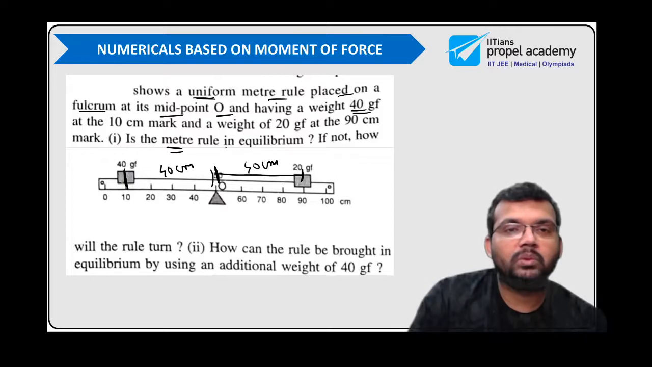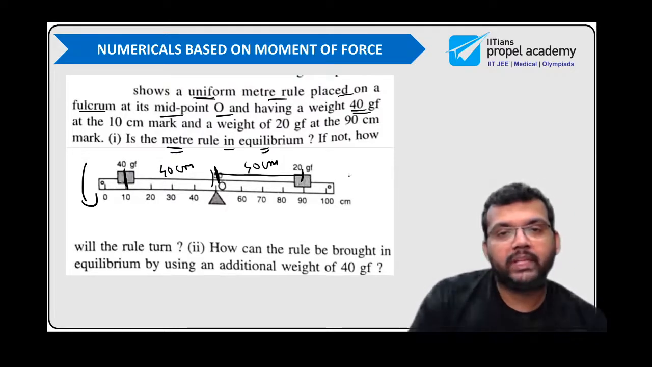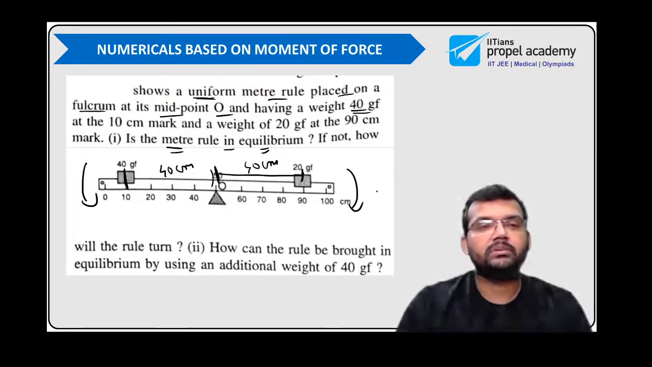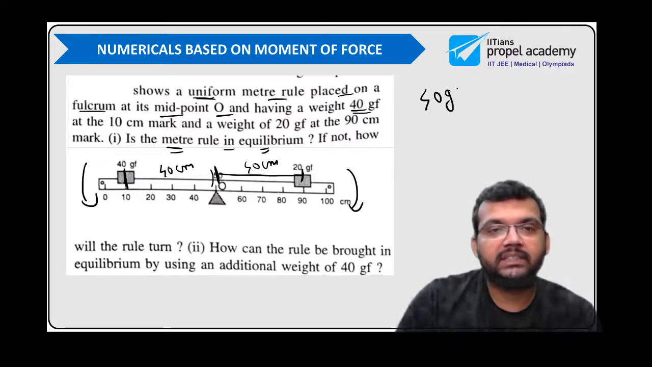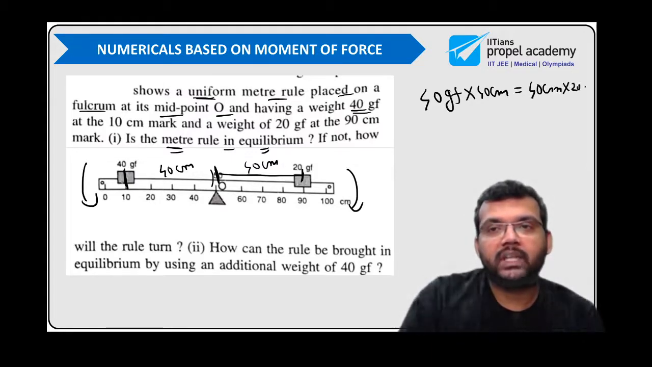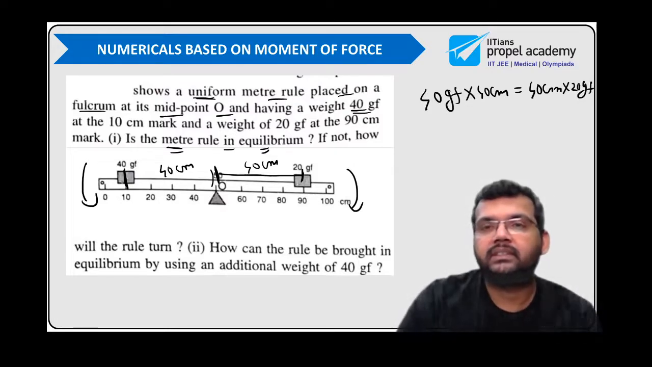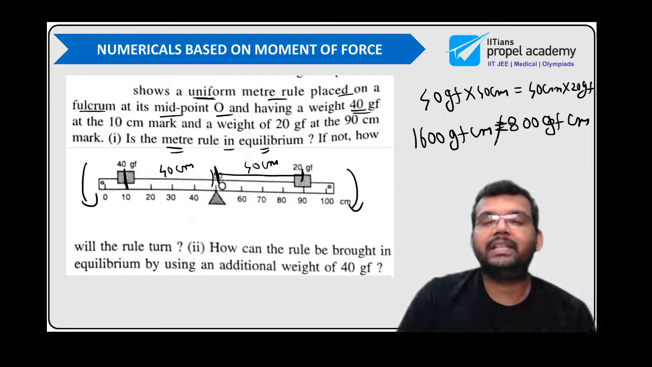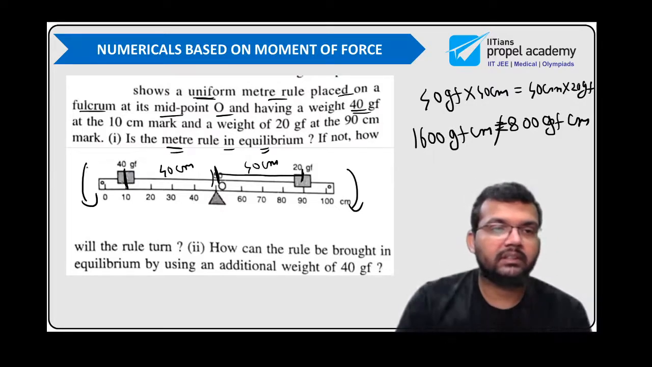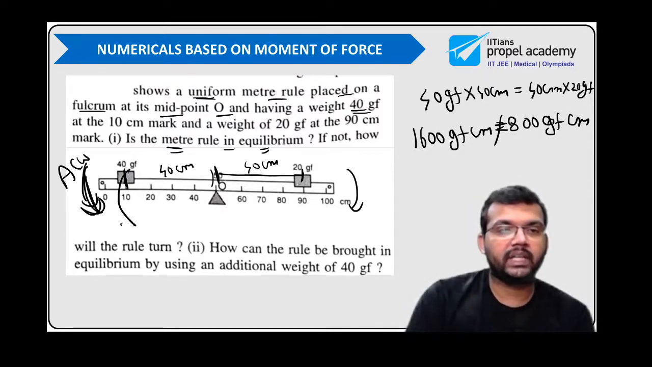Now, is the meter rule in equilibrium? For equilibrium, the anti-clockwise moment of force should equal the clockwise moment of force. If you calculate that, 40 GF into 40 centimeter versus 40 centimeter into 20 GF, definitely they are not equal. That's 1600 GF centimeter and 800 GF centimeter. Which is more? The anti-clockwise is more, so definitely it will rotate in this particular direction.